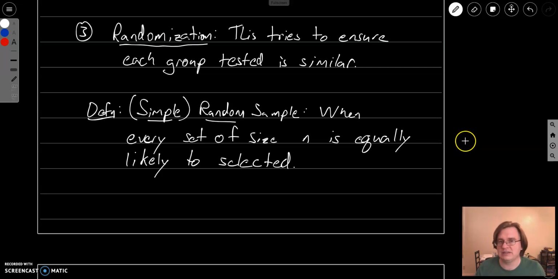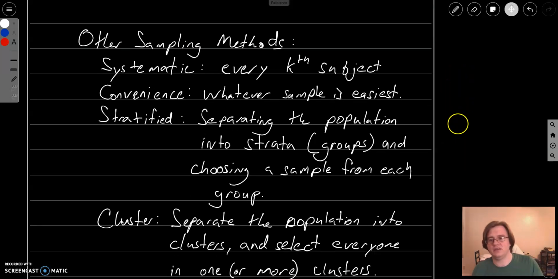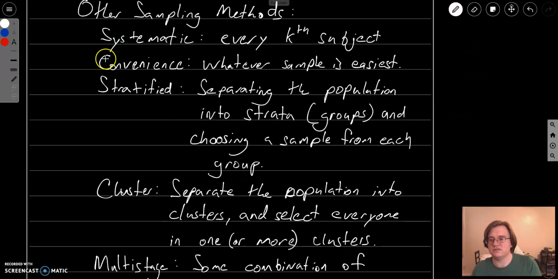This isn't always possible. For instance, if you were going to conduct a medical study in the US and you wanted a simple random sample of American citizens, it would be hard to find a truly random sample of, say, 500 of the 300 million Americans. So other approaches may be more practical. For instance, here are a few. I think there's 5 here.